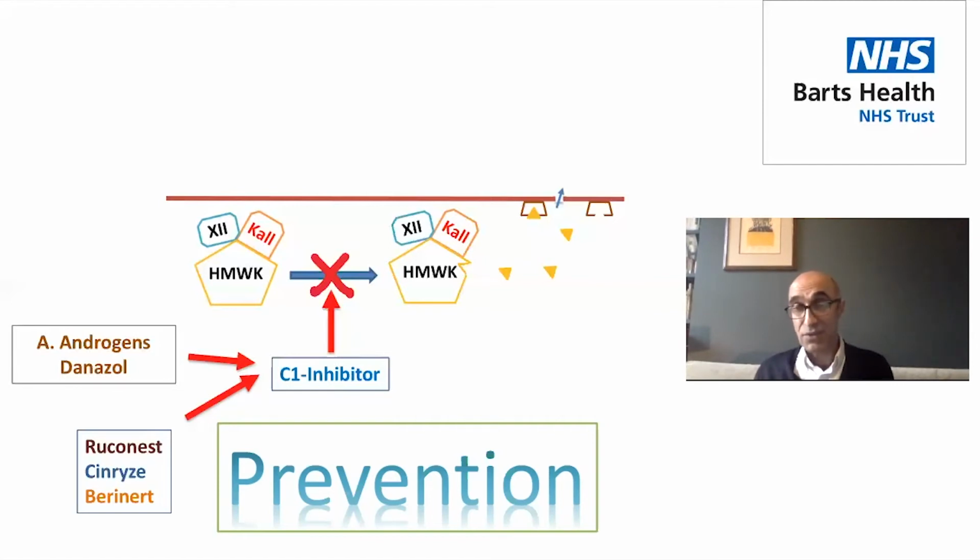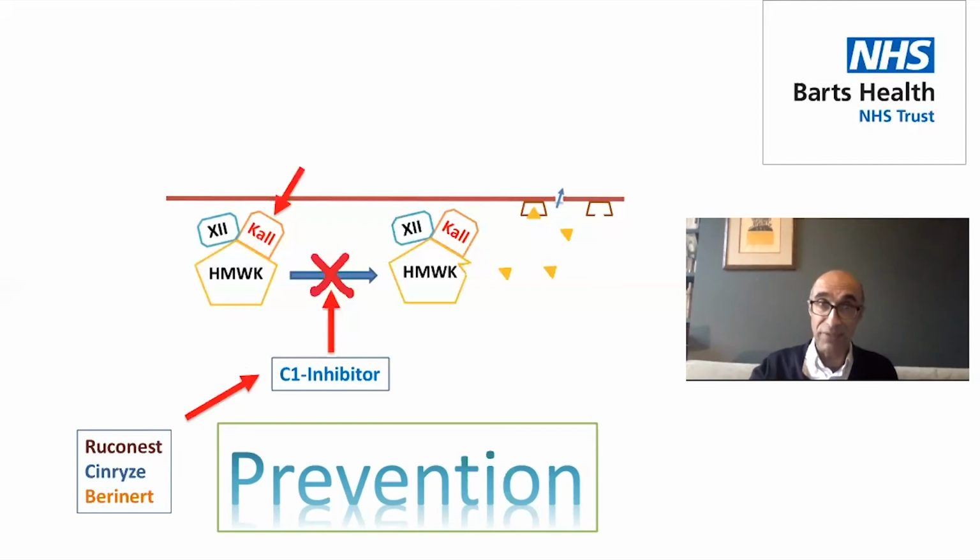An old-fashioned way of treating or preventing C1 inhibitor deficiency or angioedema in patients with HAE is using attenuated androgens. These have many side effects in a lot of people, but many people also tolerate them really well for many years without any obvious side effects. A typical one that we might use is danazol, and another one that we use at Barts is called oxandrolone.